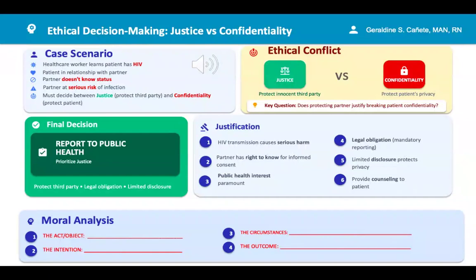One objection would be reporting the patient will destroy their trust in the healthcare system. Well, of course, this is a valid concern, but the potential harm to the third party is greater. Okay? Another objection would be it's the patient's responsibility to inform their partner.